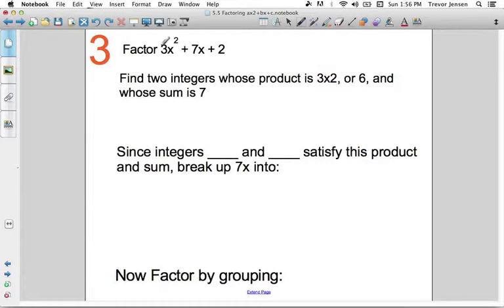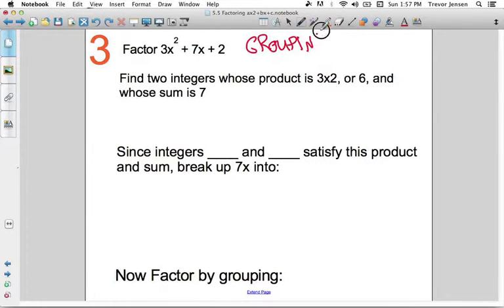Okay, so factor 3x squared plus 7x plus 2. So we've got a quadratic in standard form. Look at your a value. The a value is not 1. So now what you want to do is check and see if you can factor out that 3. If we could factor out this 3, then we'd be able to use the short method for factoring for when the a value is 1, which we did on the previous lesson. But we can't because 3 doesn't go into 7 or 2, so we can't factor out that 3. So we're going to have to factor this one the long way by grouping.